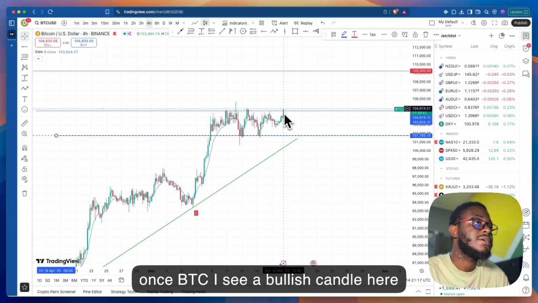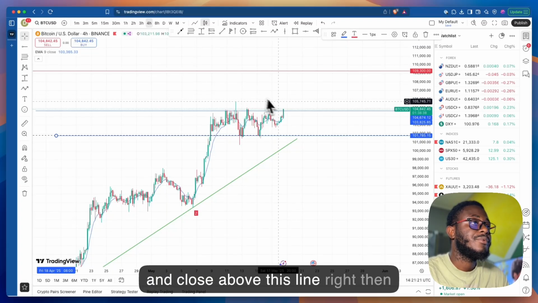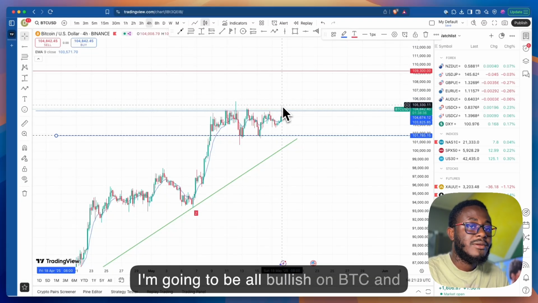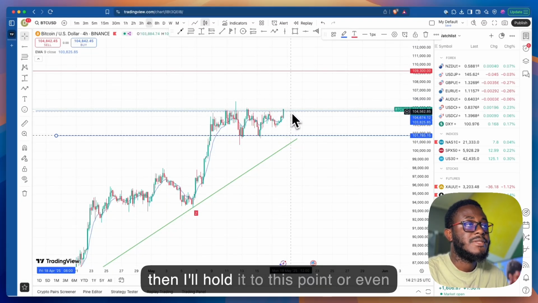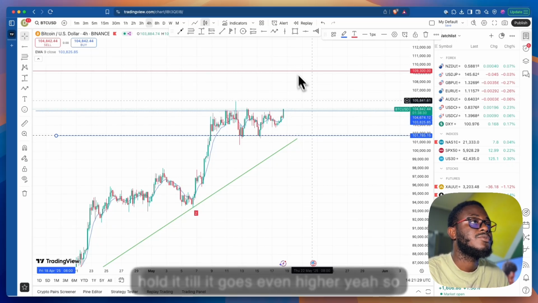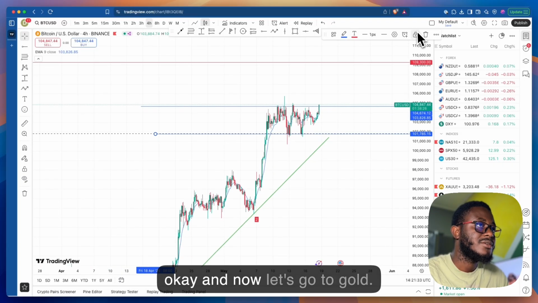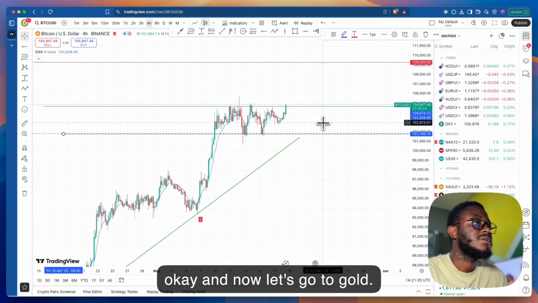Once I see a bullish candle here in the 4-hour time frame break and close above this line, then I'm going to be more bullish on BTC, and then I'll hold it to this point or even hold it till it goes even higher. So that is my analysis on BTC.